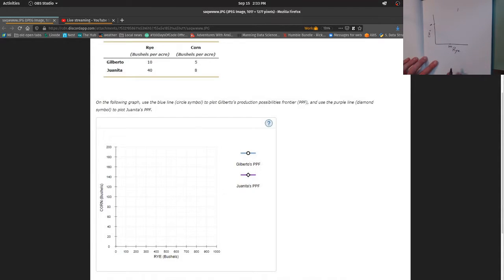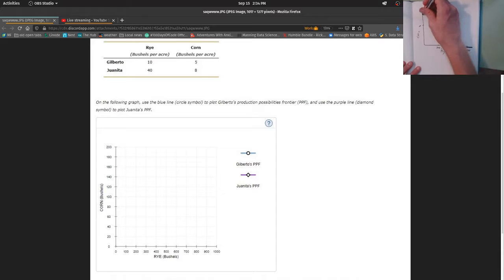For Juanita, she is 4 times as productive at rye. So 20 times 4, it's going to be a bunch. Let's make this a little longer. It's going to be 400. And if she uses all 20 acres to produce corn instead, then in a given year she would get 160. This graph isn't going to be perfectly to scale, but it'll be enough to set us up.